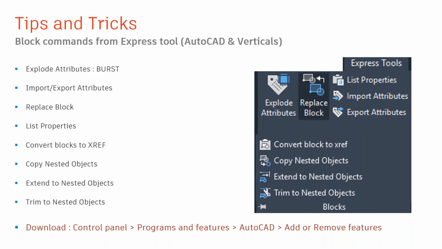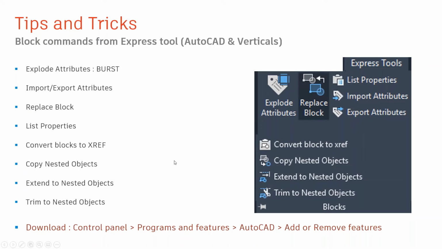Which is blocks. I'm going to introduce you to a few useful block features that you can find in AutoCAD Express Tools. Express Tools are only available in the full version of AutoCAD and vertical products, and not available in AutoCAD LT. All those features are included in the Blocks panel on the ribbon on the Express Tools tab, like this. So if you are using AutoCAD and not able to see these Express Tools in the menu, you can download it from the location below.